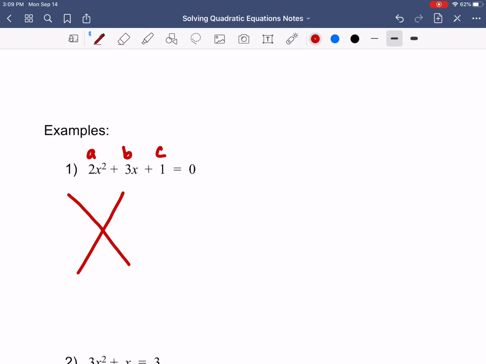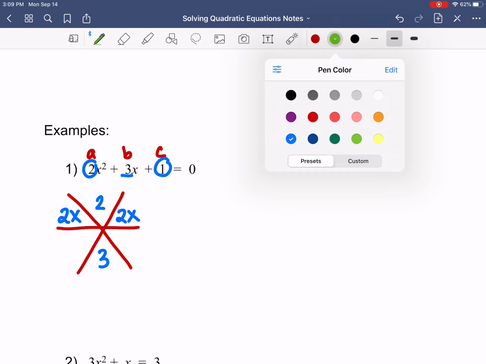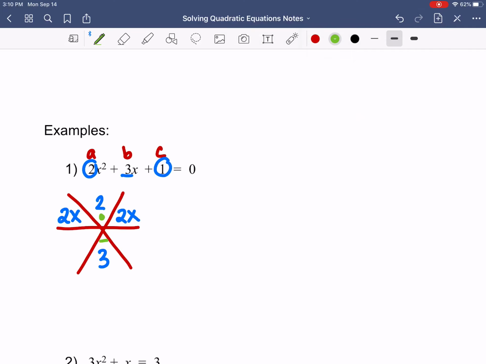Okay, so we're going to start by setting up our snowflake. On top, you multiply a times c, so 2 times 1 is 2. On the bottom, you put your b, that's 3. And then on the top of your fraction, you put your ax, so 2x, 2x. I need to find 2 numbers that multiply to 2 but add to 3. So multiplies to 2, adds to 3, that would just be 2 times 1. That's the only thing that multiplies to 2.